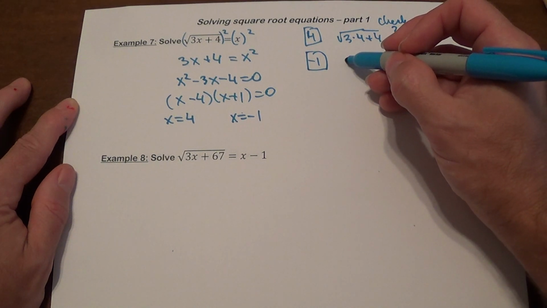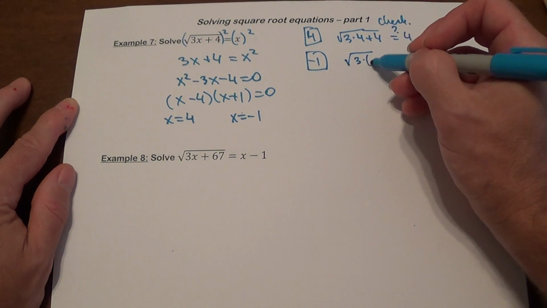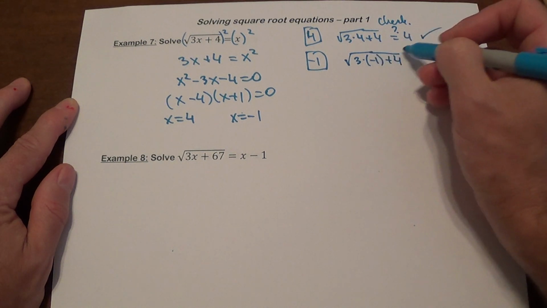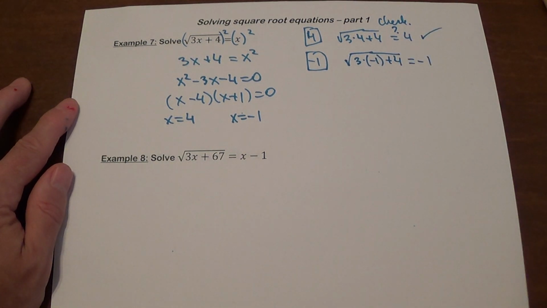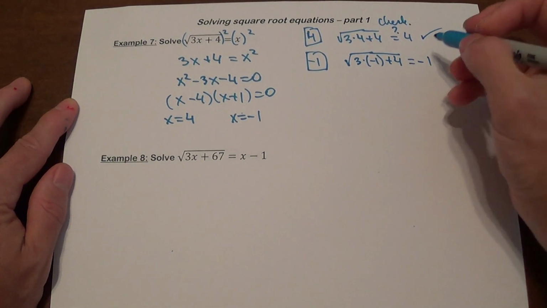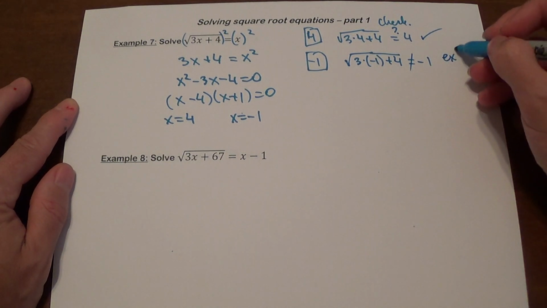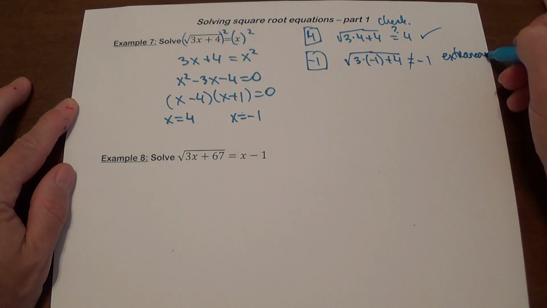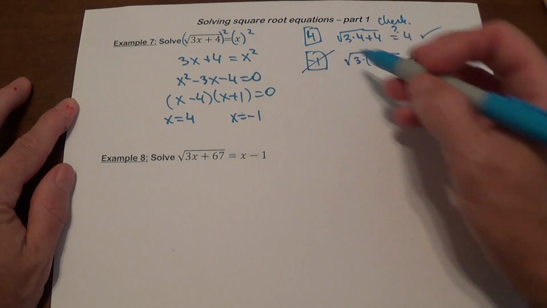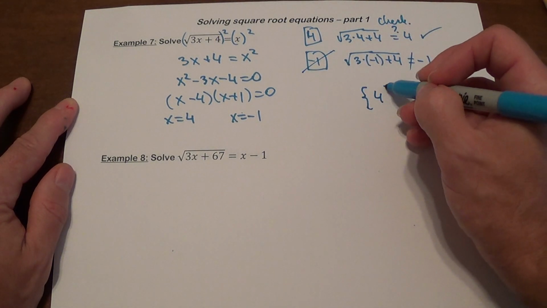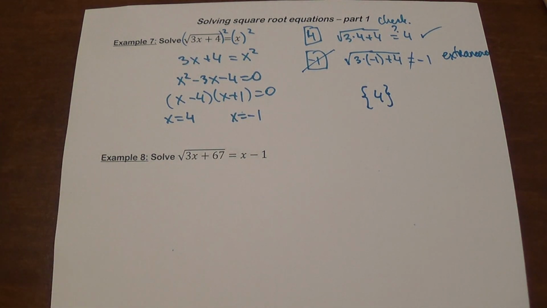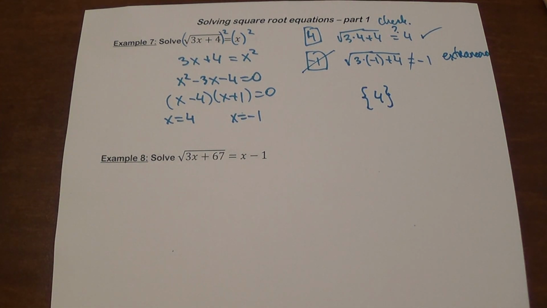Negative 1. I'm going to remind you what happened a while ago in another problem. I'm going to set this up, but I'm actually not going to proceed with the mathematics here because a square root cannot equal a negative number. This is an extraneous solution. We are going to reject that. Our only solution here is 4. This is the reason why you must check your solutions. You cannot just assume that they are all going to be good just because you solved an equation.